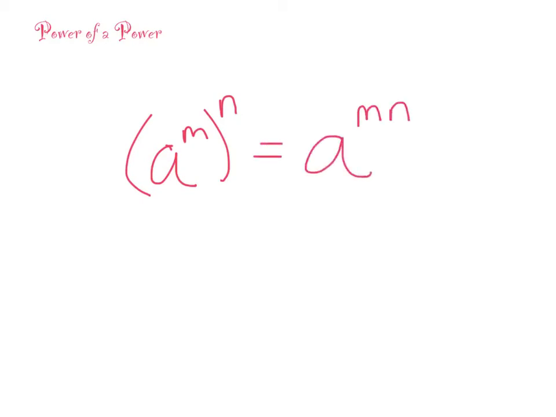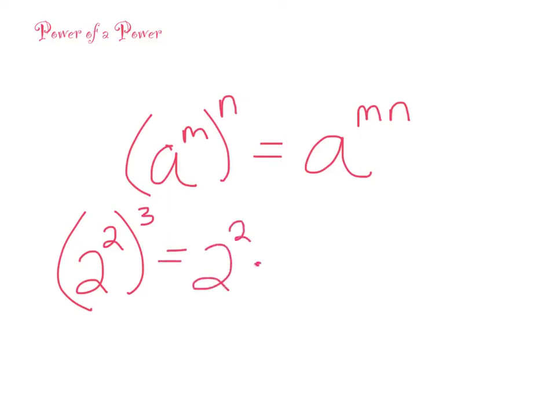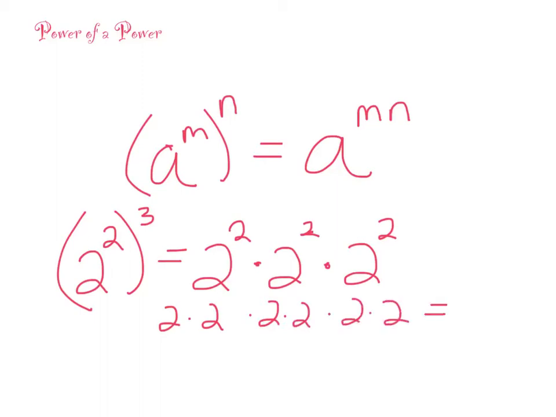Alright, the next one is the power of a power property, and that says if I have a number raised to a power, and then it's in parentheses, raised to a different power, we multiply those two powers together. So for example, if I had 2 squared, and then I took that as a group and cubed it, that's like saying 2 squared 3 times, because cubing means multiplying something by itself 3 times, which means I have 2 times 2 times 2 times 2 times 2 times 2, which is 6 2's. Or if I'd have just multiplied those together in the first place, we would have had 6 2's.